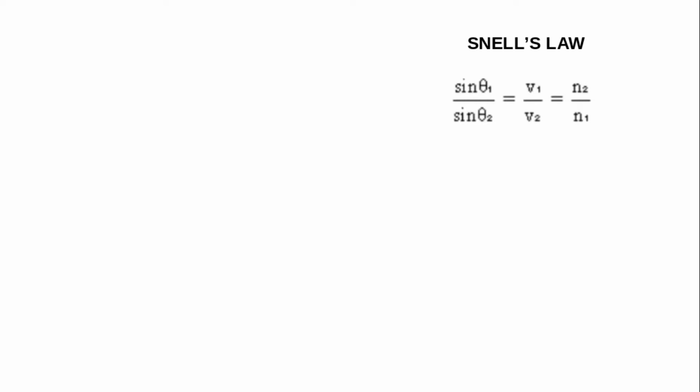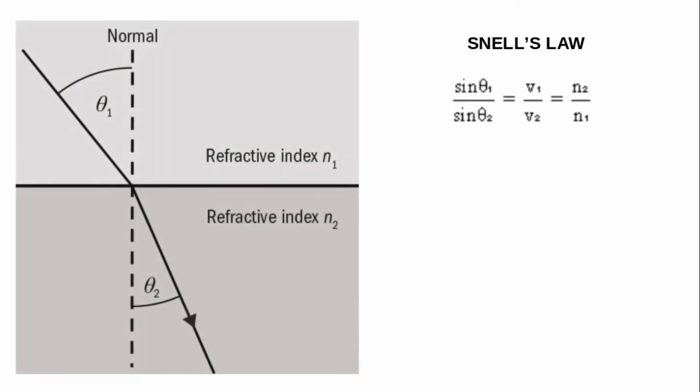Mathematically, we show this change in speed and direction through Snell's law seen here. You can see the two angles are compared with the speeds of light in the two different media and the two different indexes of refraction. In this diagram, you can see the first angle is measured from normal in the first medium, and the second angle is measured in the second medium.